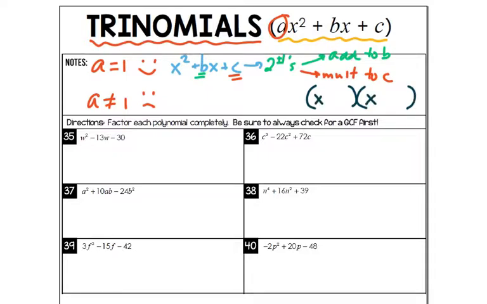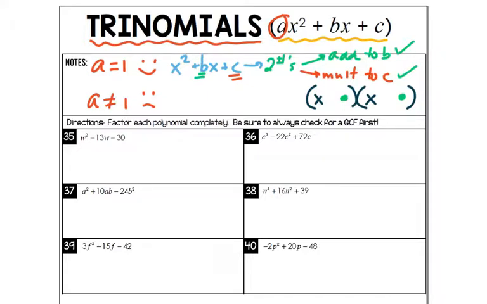Whatever those two numbers are, those are going to go into your two parentheses with x and x here, and then the two numbers you just found, there and there. Those two green dots are your two numbers that add to give you b and multiply to give you c. Okay, let's find a couple of them where the a value is 1, so that it's just basic factoring.